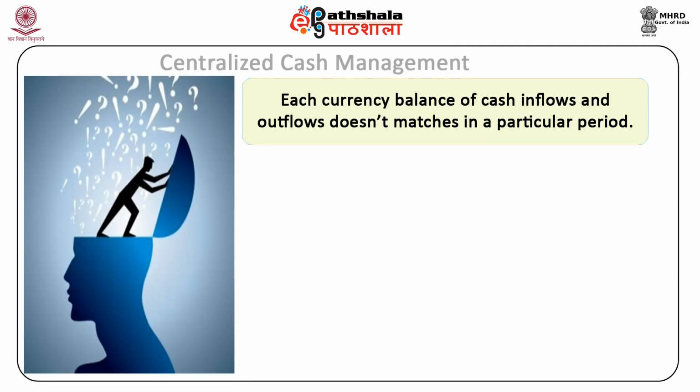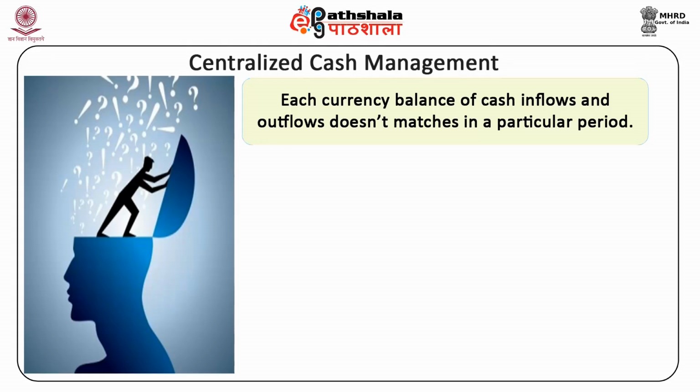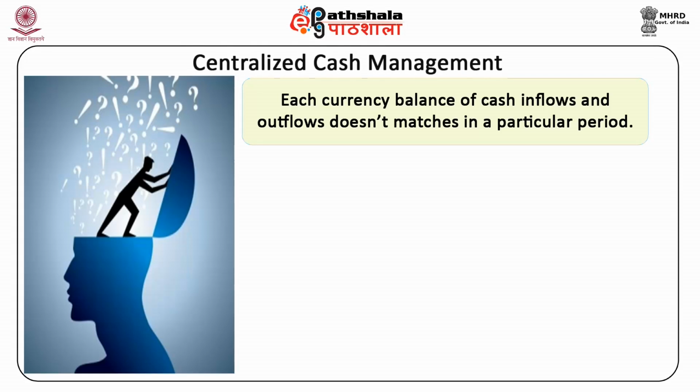Multinational companies have a huge amount of cash inflows and cash outflows in different currencies. Due to this, each currency balance of cash inflows and outflows doesn't match in a particular period. Thus, in centralized cash management, parent, subsidiary and inter-subsidiary cash inflows and outflows get matched in the same currency without having large investments in cash.